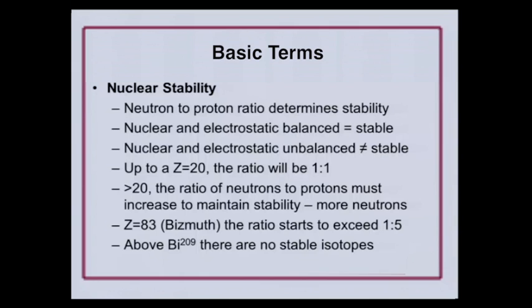Now, as you can see, Z equal to about 83, which is bismuth, the element bismuth, the ratio starts to exceed 1 to 5.